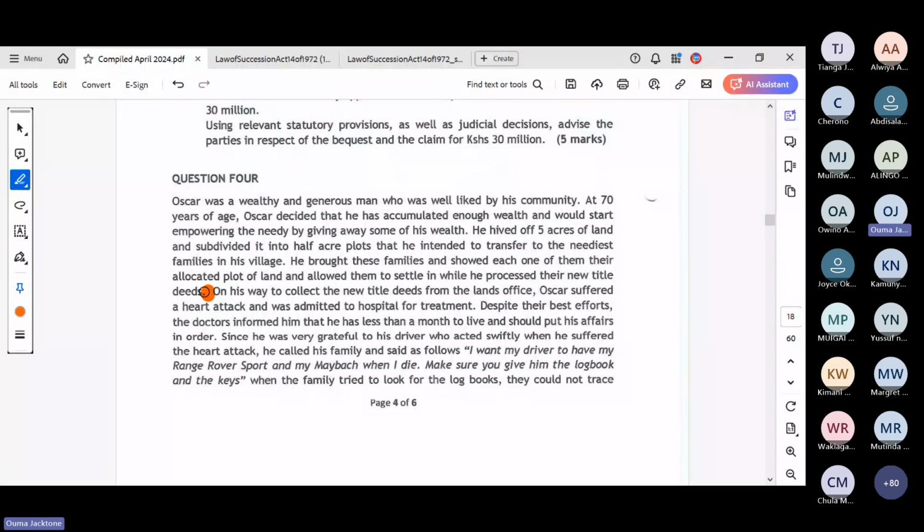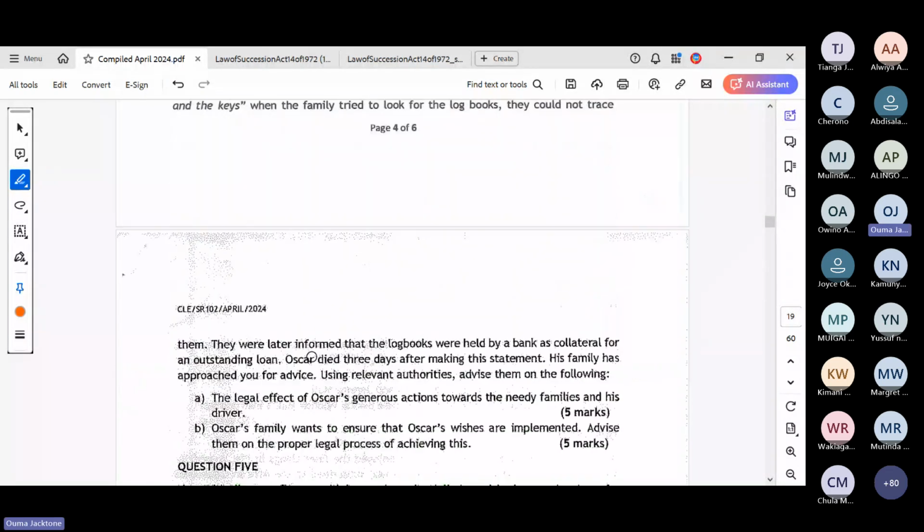When the family tried to look for the logbooks, they could not trace the items. They were informed that the logbooks were used as collateral on an outstanding loan. Oscar died 3 days later. So tell me, the first instance is regarding the generous actions towards the needy families, and then the property bequeathed to the driver.